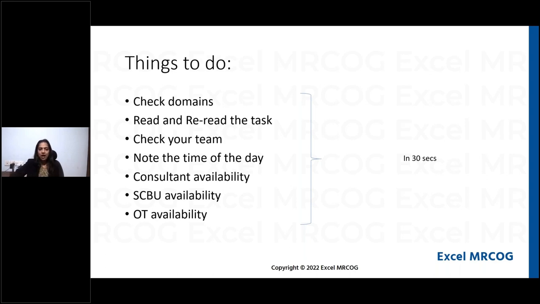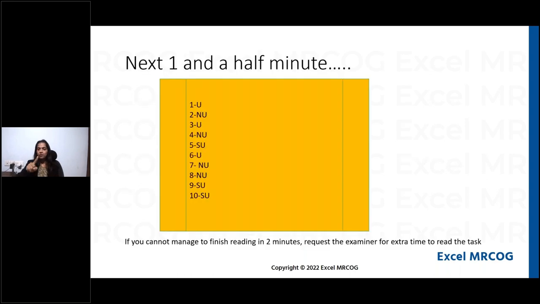The next 1.5 minutes, you need to check your labor ward board. And I would suggest that as you are reading the labor ward board, you write down room number one. You're reading it, not looking into your notepad, but writing down room number one, room number two, three. And as you are reading, you write at the side urgent, non-urgent, semi-urgent, in that manner, the way I've shown you here.